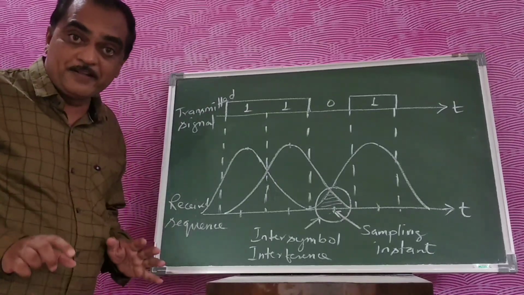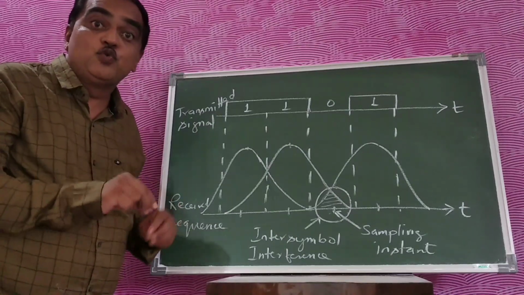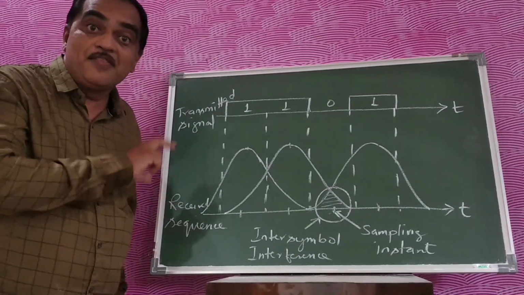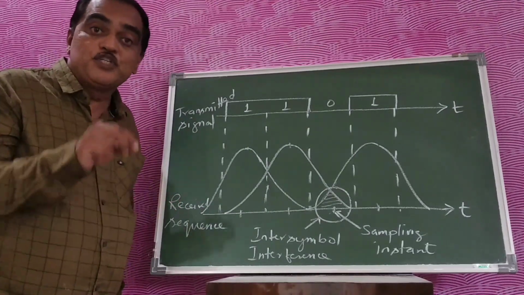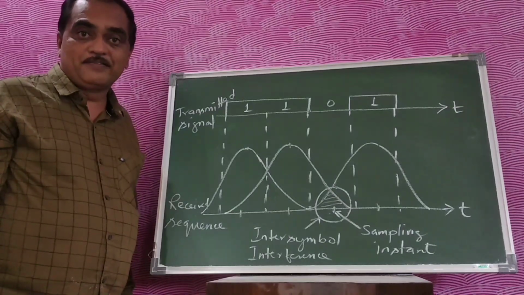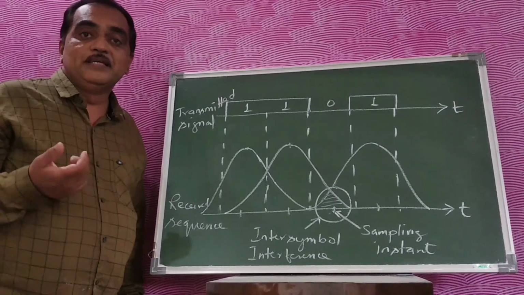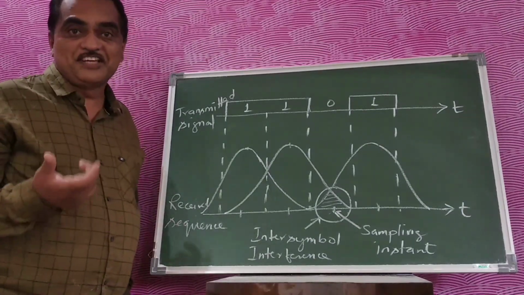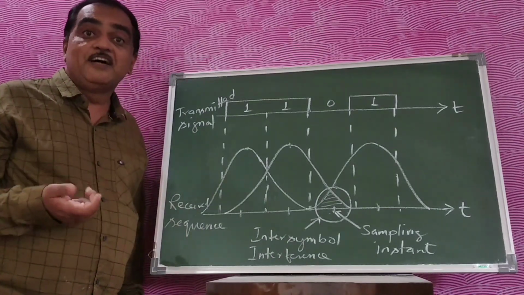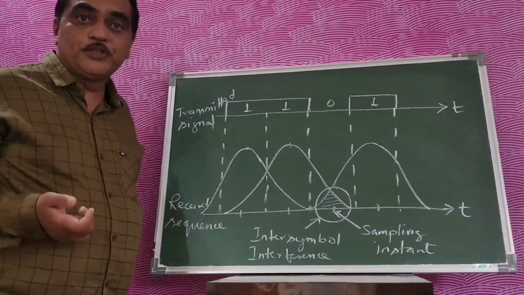So it is an interference by other bits on a bit which you want to decode. It is a residual effect provided by other bits on a bit which you want to decode. That is called intersymbol interference. This, along with noise, is a basic problem in the baseband transmission receiving section. So that has to be eliminated if you want to get your data free of error. So ISI and noise both have to be eliminated.